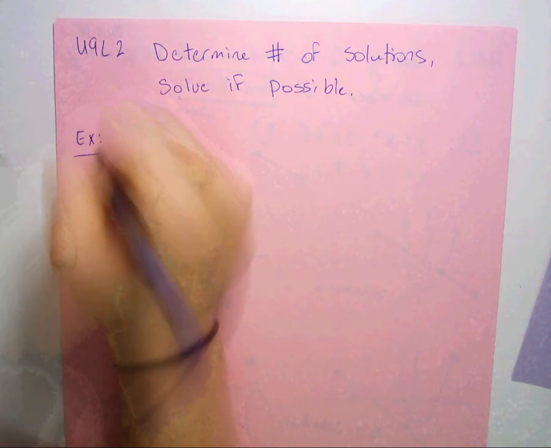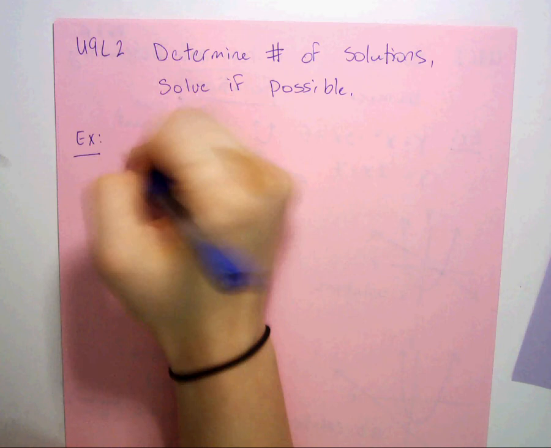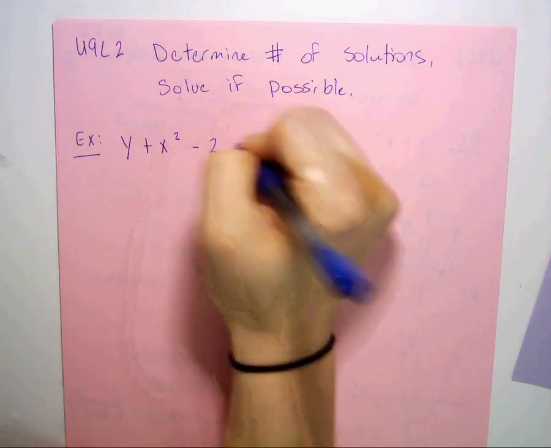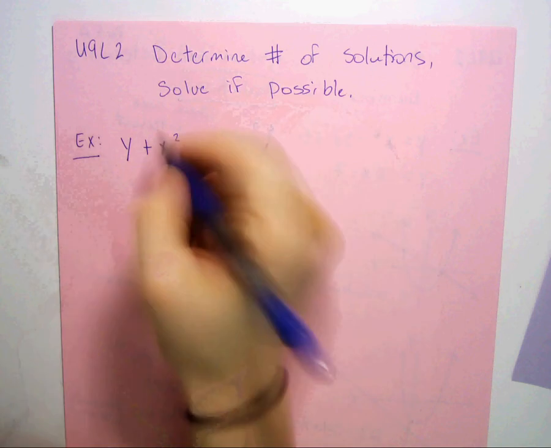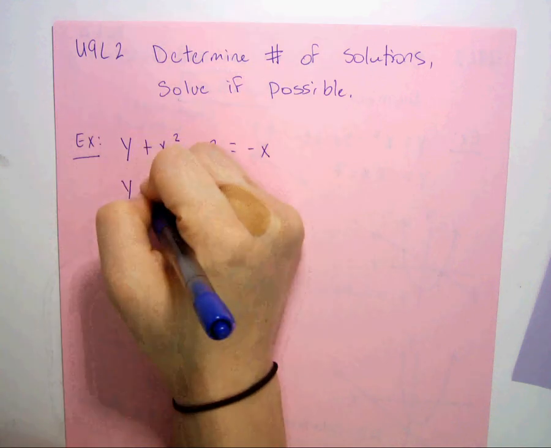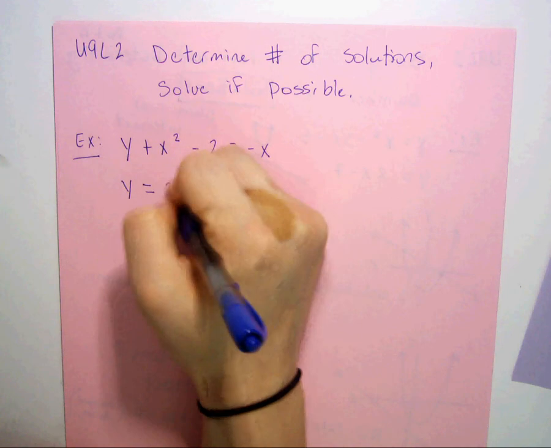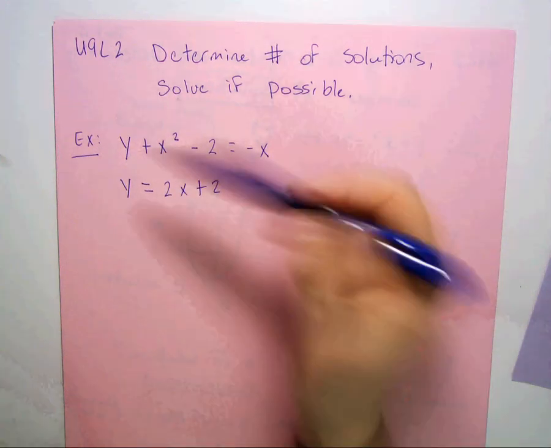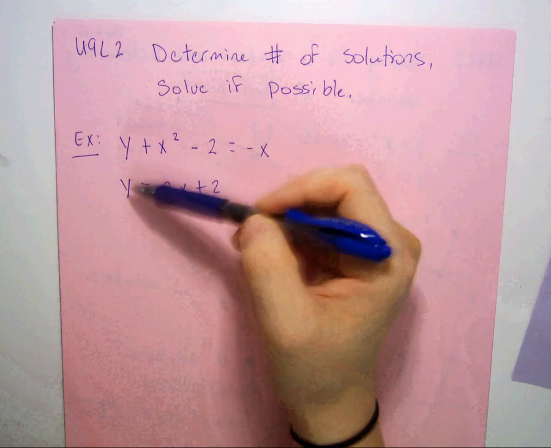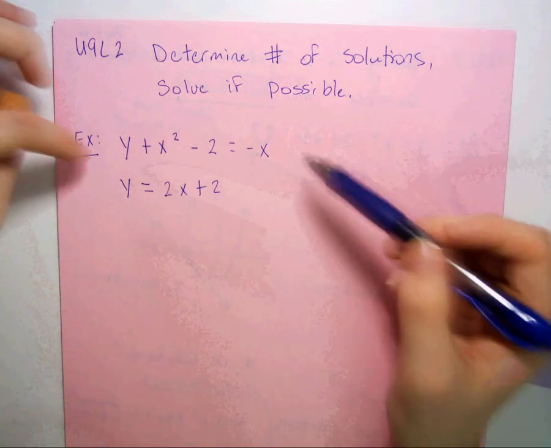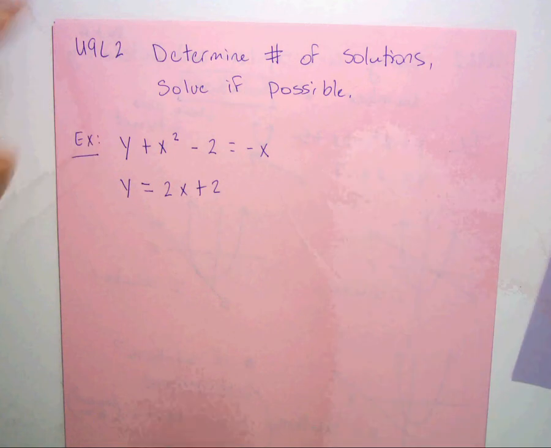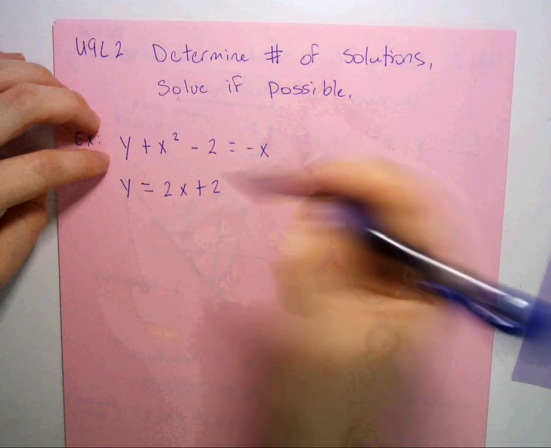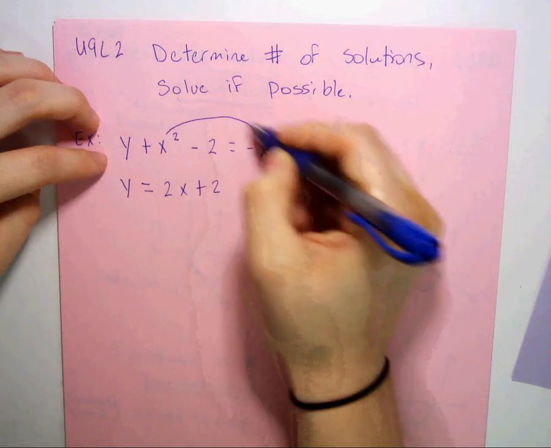So our first example that we're going to look at, we have the system y plus x squared minus 2 equals negative x, and y equals 2x plus 2. Alright, so if you remember from Unit 9, Lesson 1, they both have to be set equal to y for us to be able to do anything with this. So I need to manipulate my top function first. I want y over here by itself.